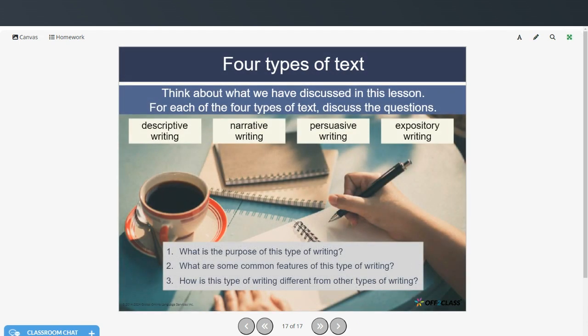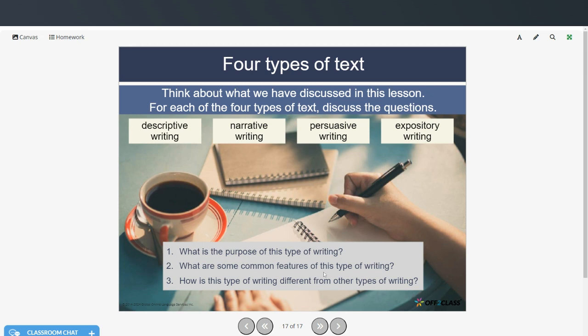All right, so think about what we've discussed in this lesson, and for each of the four types of writing, you want to discuss the questions. What is the purpose of this type of writing? Descriptive writing is obviously to describe a place or an action. Narrative writing, the purpose is to tell a story. Persuasive writing is to get the reader to accept the writer's point of view. And expository writing is meant to inform and give facts about a topic.